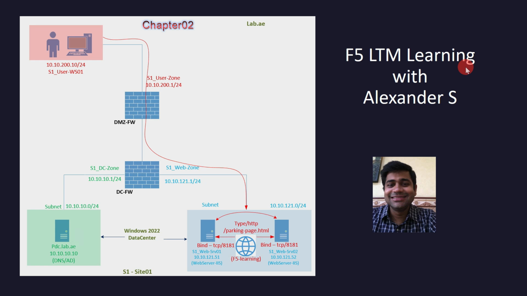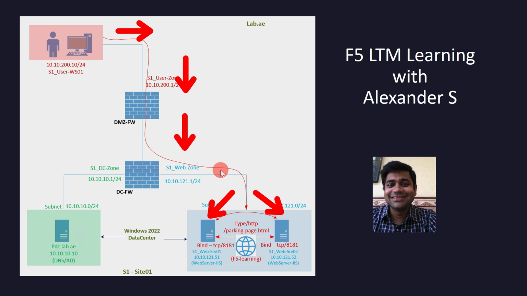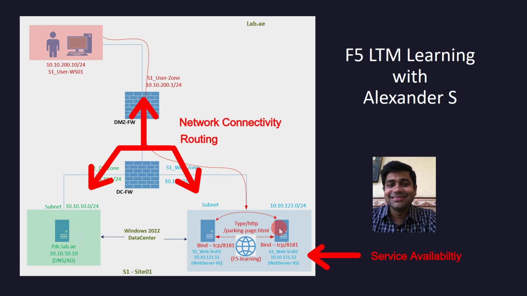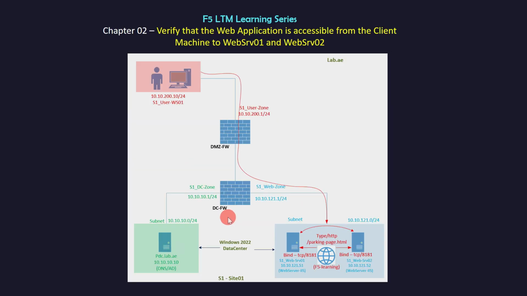This is Chapter 2. In this chapter, we will verify that the configured web application is accessible from the client machine to Web-Srv01 and Web-Srv02. The goal of this exercise is to confirm that the client can successfully reach the backend servers before we introduce load balancing. This ensures network connectivity, routing and service availability on the servers. Alright, let us get started.